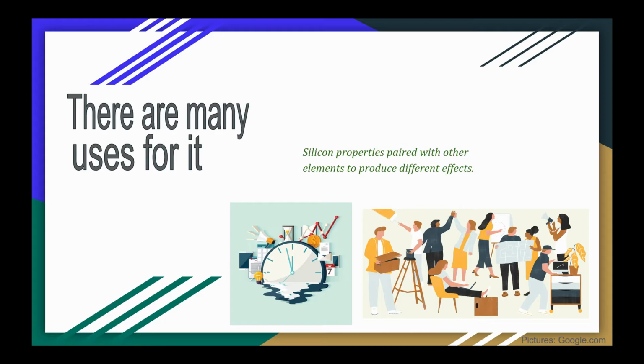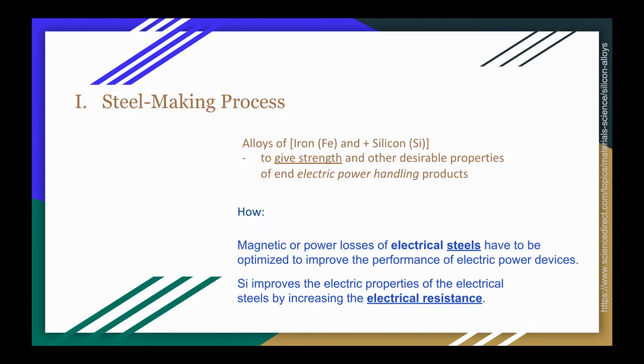Now we'll be discussing many different industries where it can be found. It can be found in the steelmaking process. How this typically happens is silicon and iron are combined together. The silicon increases the electrical resistance of electrically powered devices. And what this does is, silicon paired with iron decreases the magnetic properties of the iron, and this improves the performance of electrical steels.